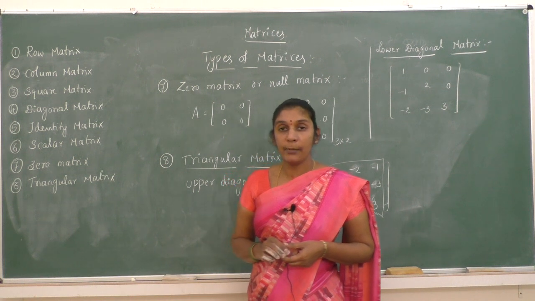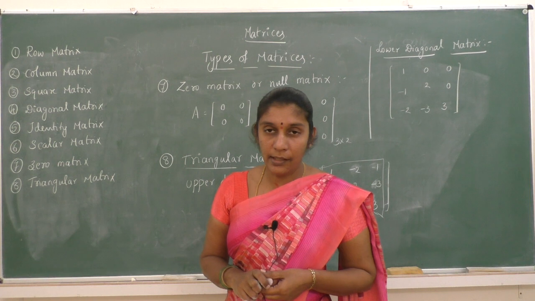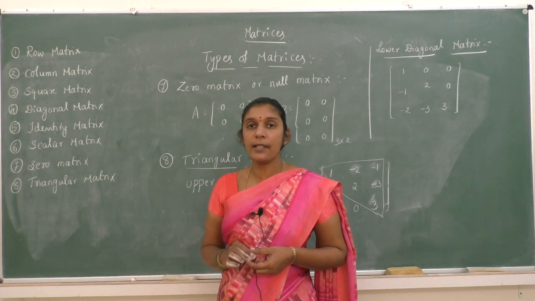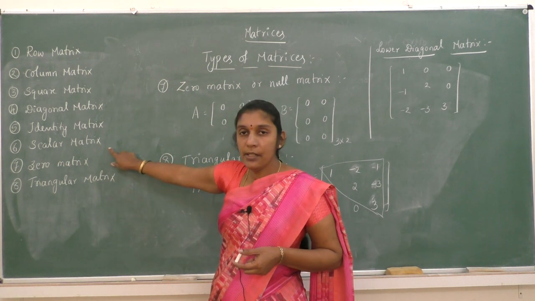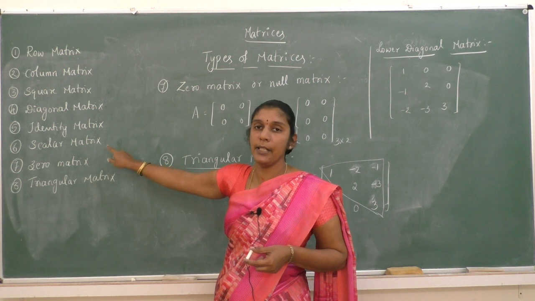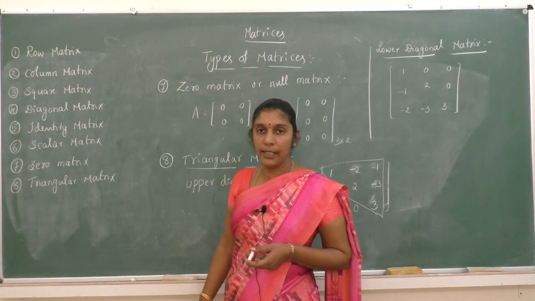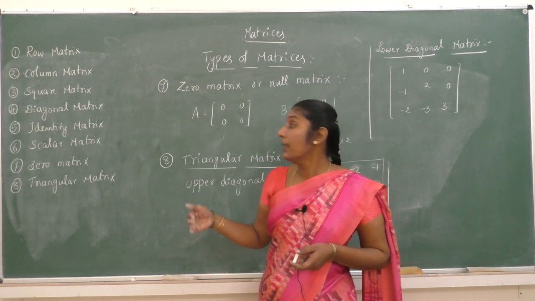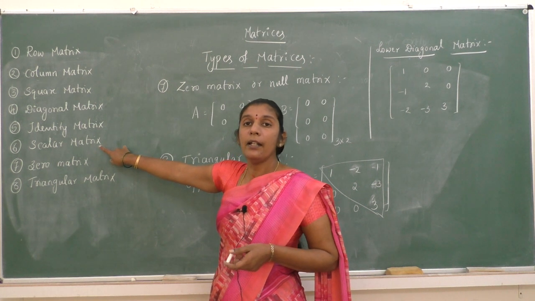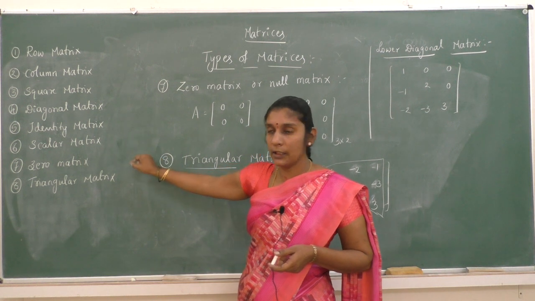Next, scalar matrix. Scalar matrix antandre, it is a diagonal matrix. Identity matrix anna define maadidhaage, scalar matrix is a diagonal matrix in which all diagonal elements are equal, and non-diagonal elements are zero, as like the diagonal matrix. So adike modle helkon bitidivi diagonal matrix anta. Scalar matrix na definition, it is a diagonal matrix in which all the diagonal elements are equal.